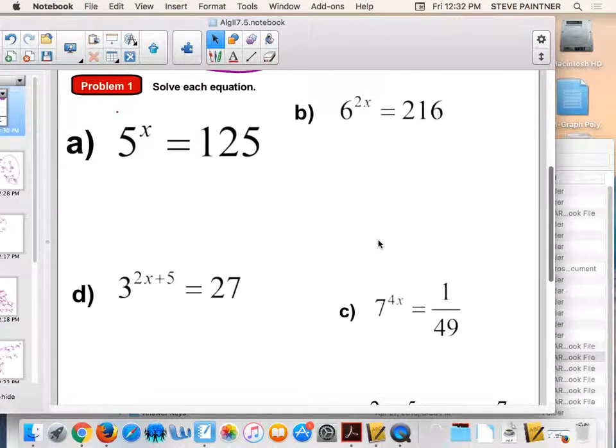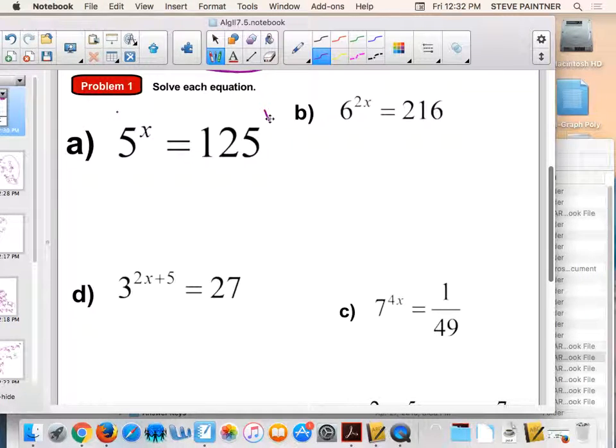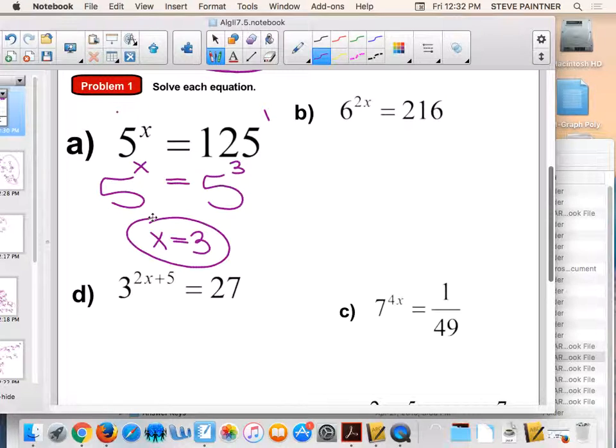Okay, 5 to the x equals 125. Well, this one is way too easy. But the way I'd like you to solve all of these is try to get the bases the same. This is base 5, this is base 125. Well, 125 can turn into what? 5 to the third equals 5 to the x. Once you get the bases the same, you know the exponents have to be equal. So set them equal and solve. Well, there was no solving to do, it's just 3. And I think you knew that to start with. 5 to the third equals 125, right?